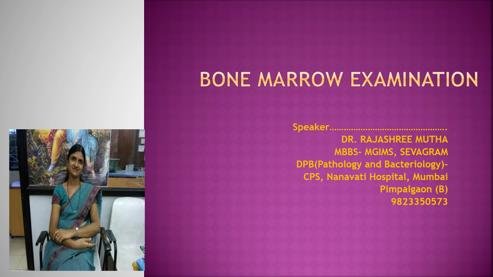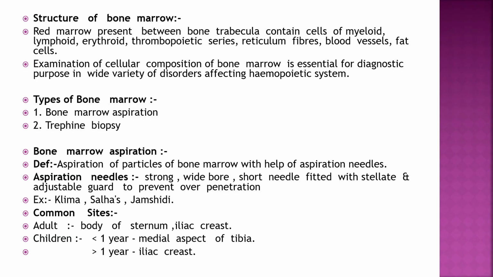So today we are going to discuss bone marrow examination. Structure of bone marrow: red marrow present between bony trabeculae, which contains cells of myeloid, lymphoid, erythroid and thrombopoietic series, and reticulum fibers, blood vessels and fat cells.